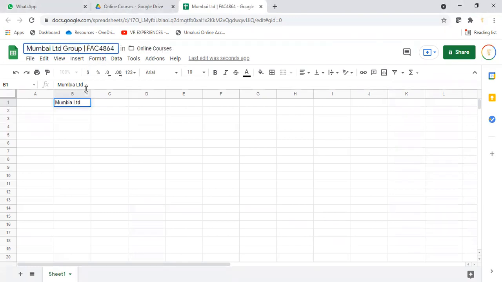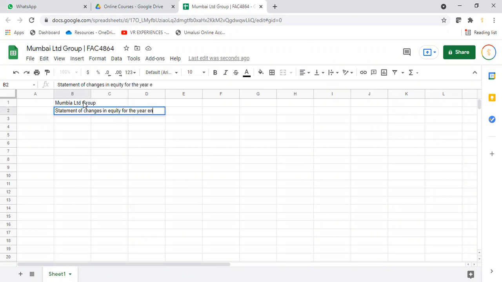Okay, so Mumbai Ltd Group. So there's the company name. That's number one. The second thing is the name of the statement. So remember, it will be statement of changes in equity for the year ended.